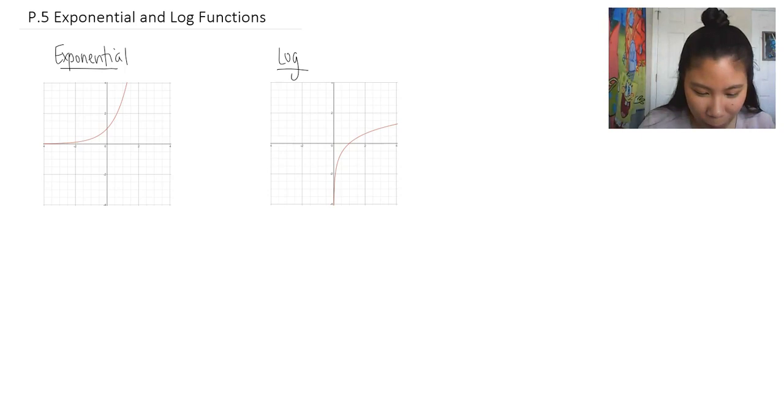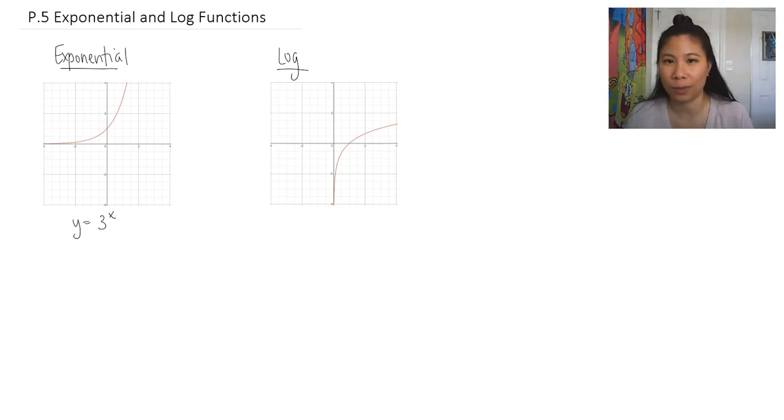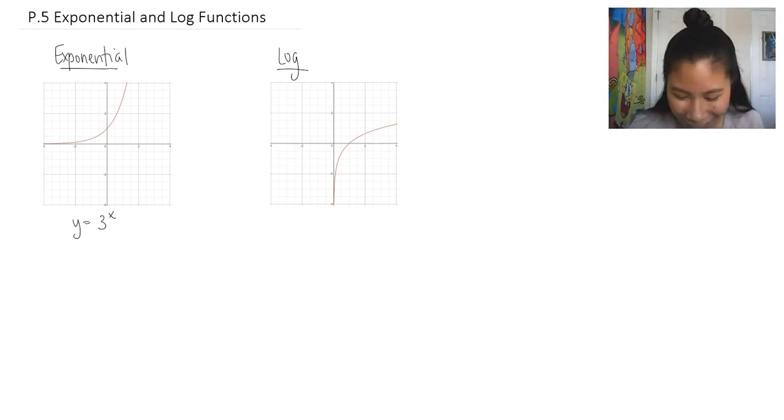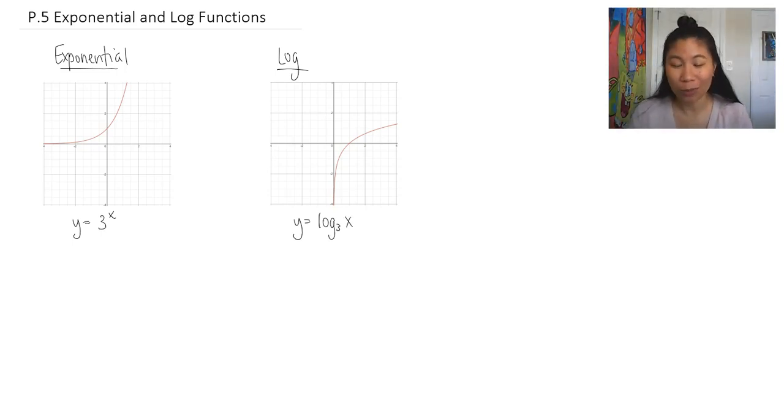So here we have the exponential graph of the equation y equals 3 to the x power, and I just chose 3 because it's my favorite number. And then for the log graph, we have y equals log base 3 of x. And hopefully you remember these two are inverses of each other. So if you reflect either of these graphs over the line y equals x, you would get the other one.